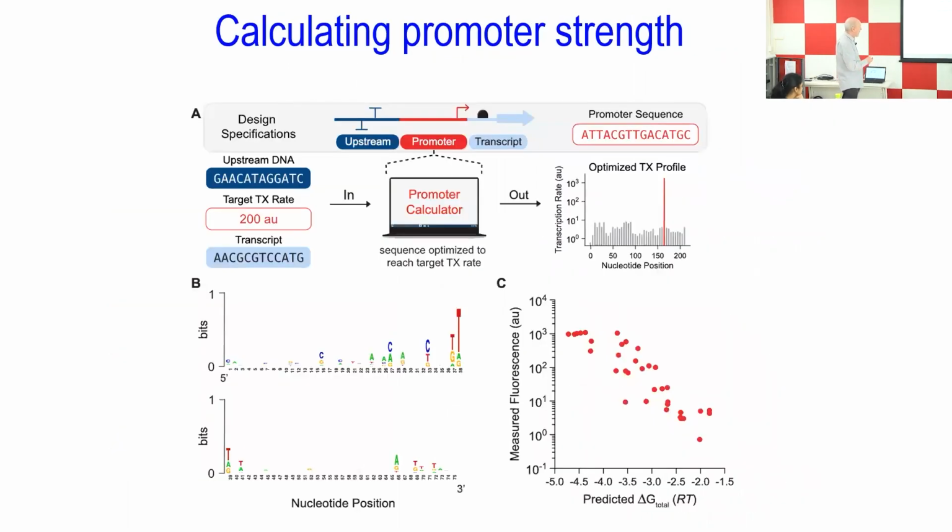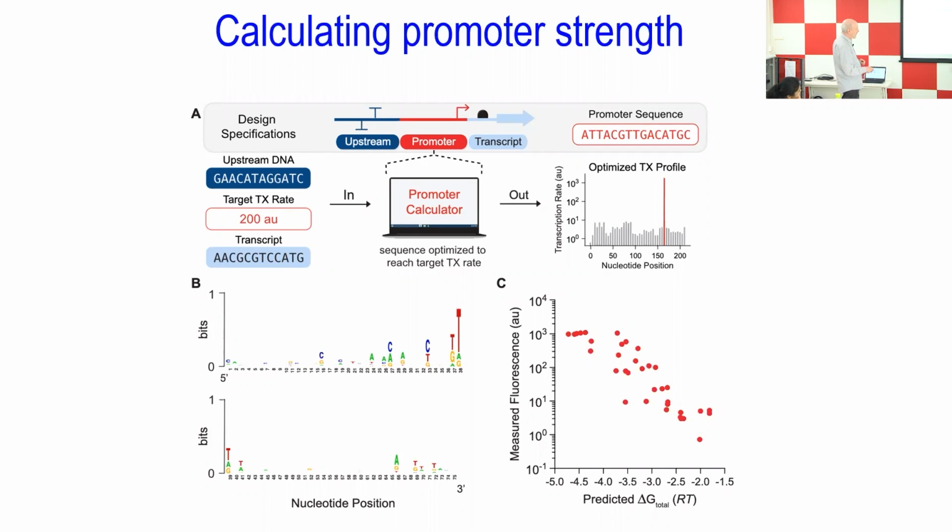So, you can sit in front of a computer and then decide what is exactly the composition of a sequence to give you a given promoter output within a given range, okay?